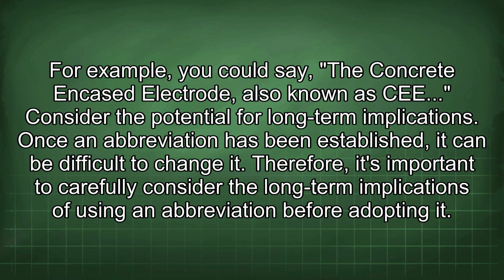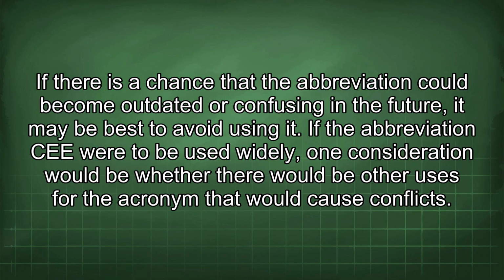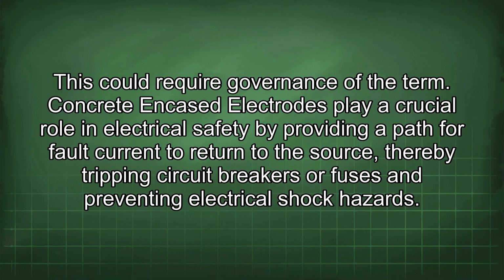Consider the potential for long-term implications. Once an abbreviation has been established, it can be difficult to change it. Therefore, it's important to carefully consider the long-term implications of using an abbreviation before adopting it. If there is a chance that the abbreviation could become outdated or confusing in the future, it may be best to avoid using it. If the abbreviation CEE were to be used widely, one consideration would be whether there would be other uses for the acronym that would cause conflicts. This could require governance of the term.